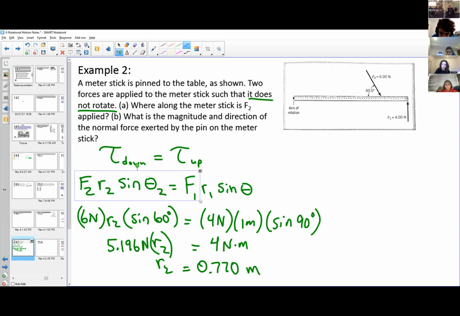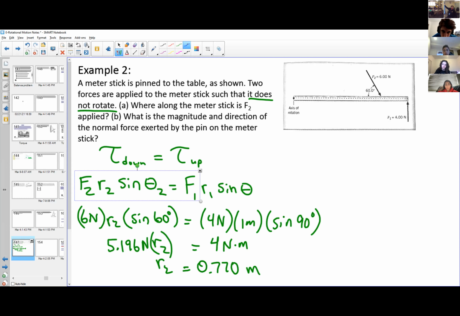The other ideas? This is a tricky one. Anybody in the Zoom either, just unmute and say it if you got an idea. You got another idea? Yeah. Okay. Would it be up and left to balance the right part of the force 2? Okay, now we're starting to come up with some ideas.